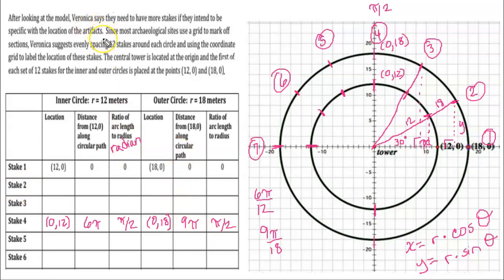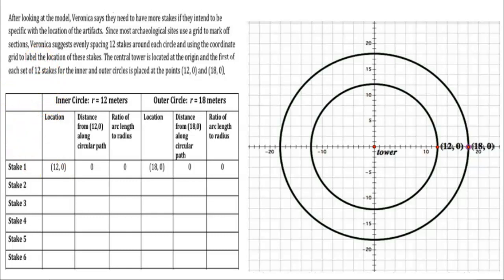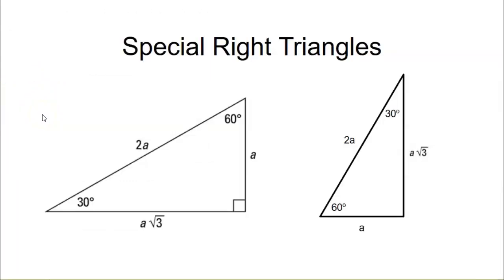Veronica really said she wanted it to be more specific. That's why we're putting more stakes. So how might I find the lengths of these different sides and actually get an exact answer and not a decimal answer? And that's where it's helpful for us to go back and remember our special right triangles. If you recall from Math 2, we learned that certain triangles have ratios that are worth remembering. And we learned the 30, 60, 90 triangle. We also learned the 45, 45, 90 triangle, but the angles in this circle were 30 degrees.